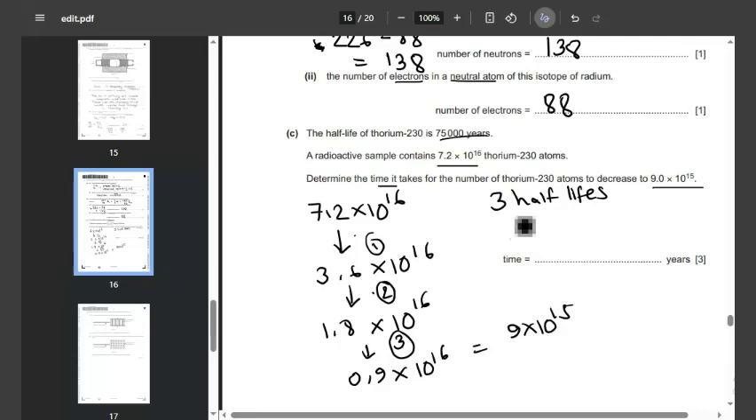And we have to give the answer in years. And 1 half-life is 75,000 years. Therefore, 3 half-lives is 3 into 75,000. That is 2.25 into 10 to the power 5 years. So 2.25 into 10 to the power 5 years. That is the answer.